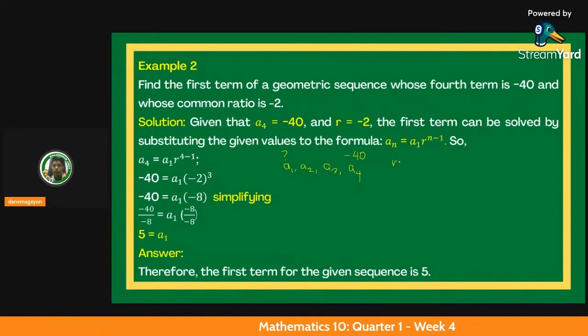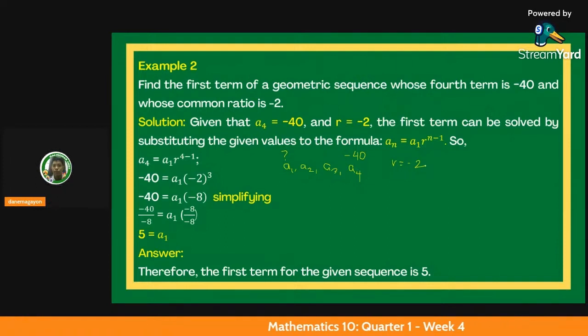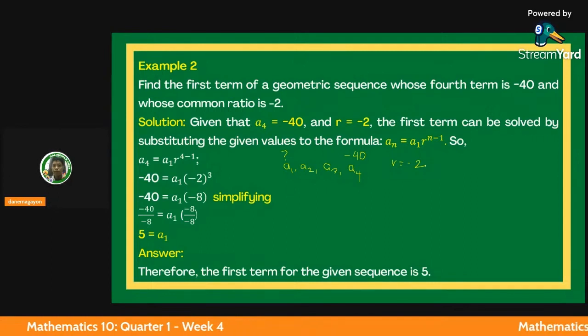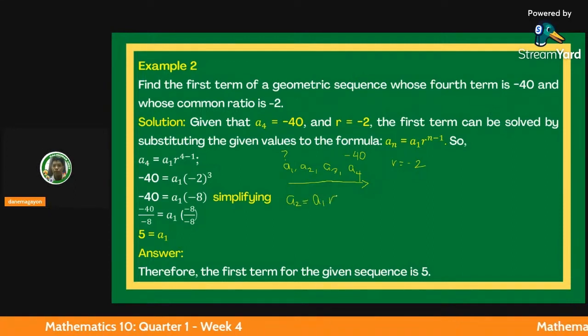Then, based on this, ang common ratio daw natin is negative 2. This time, hindi ko muna siya isosolve using the formula, but we will try to solve this by deriving yung formula natin on how to find the next term of the given sequence. Normally kasi, di ba, yung direction natin pag ganito, we begin with A sub 1, followed by A sub 2, followed by A sub 3, and then A sub 4.